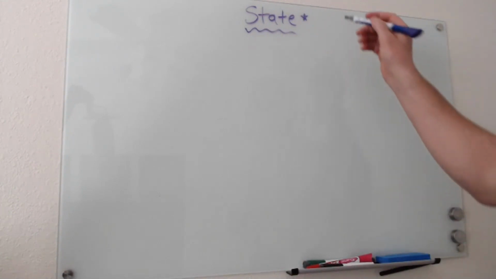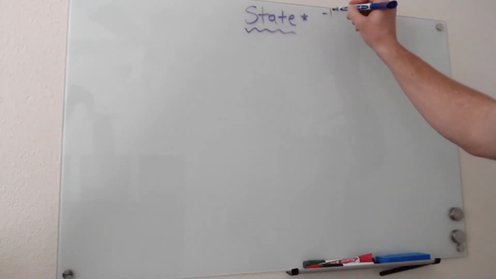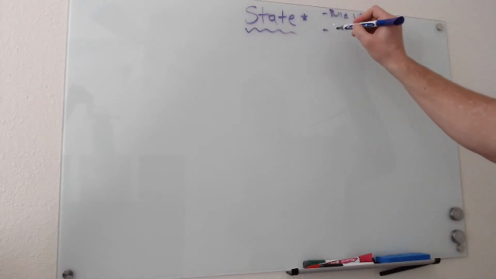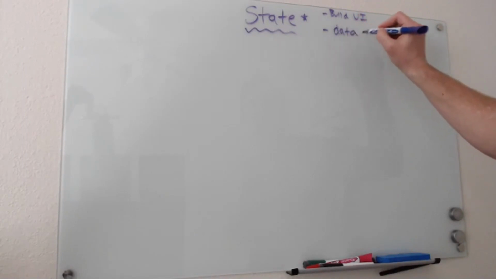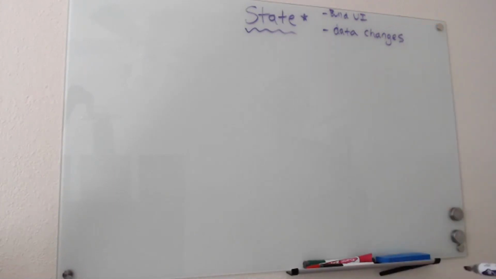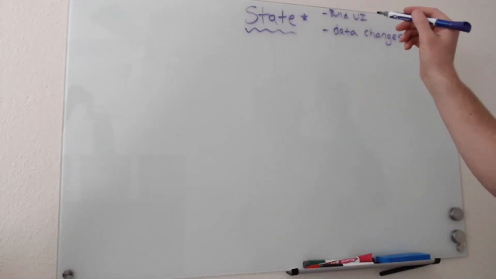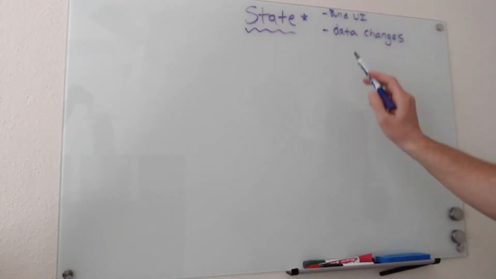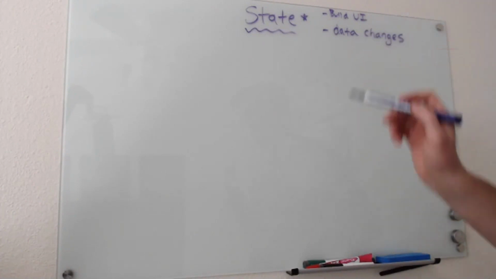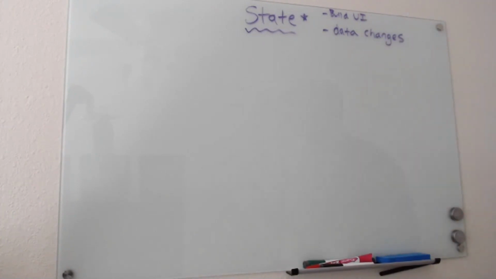Number two, so this is what we build our UIs off of. Number two, data changes, right? And building our applications in such a way to track these changes smartly is very difficult. Luckily, we've got some architectural patterns to help us manage changing data.